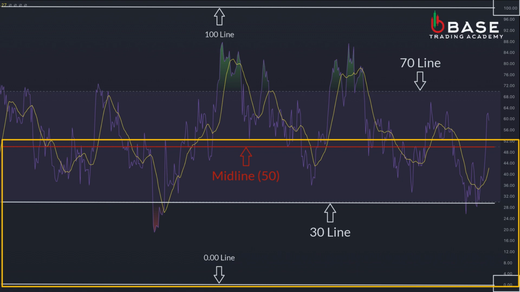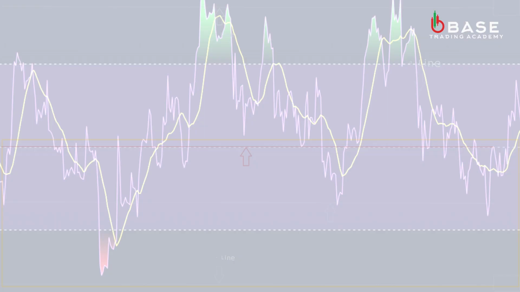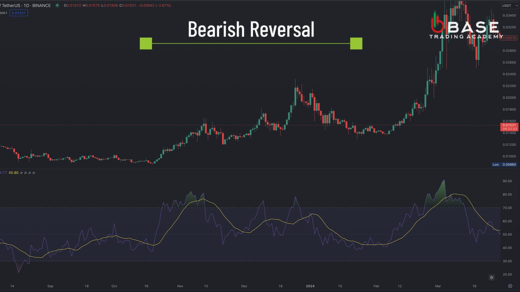Divergences between the RSI and price can also provide powerful insights. For example, if the stock price is hitting new highs but the RSI shows lower highs, it could signal a weakening momentum and a potential bearish reversal.